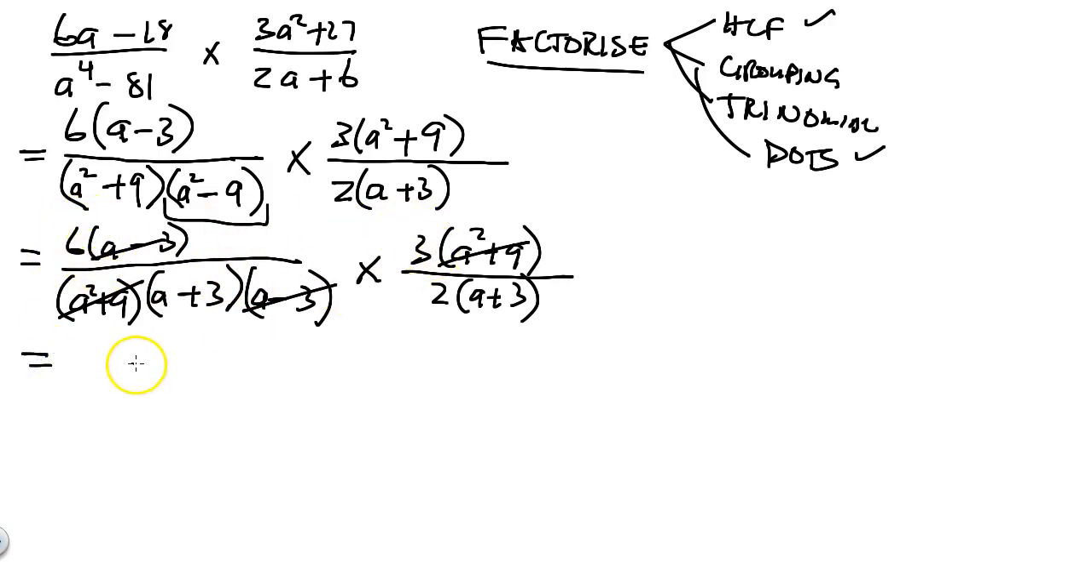6 times 3 is going to give us 18. And here what are we left with? 18 over, there's a 2 there, so it will be 2 times a plus 3 times a plus 3, which is a plus 3 all squared. So guys, the answer now, we can still simplify further here. 18 divided by 2: 2 goes into 2 one time, 2 goes into 18 nine times. Final answer, 9 over a plus 3 squared.